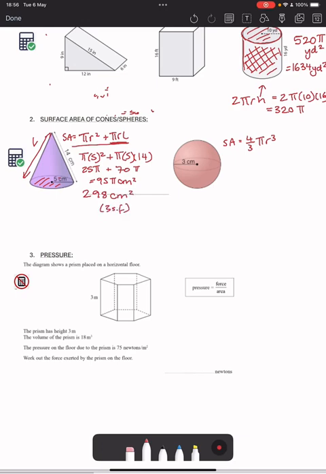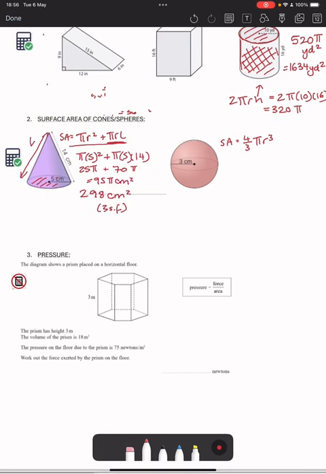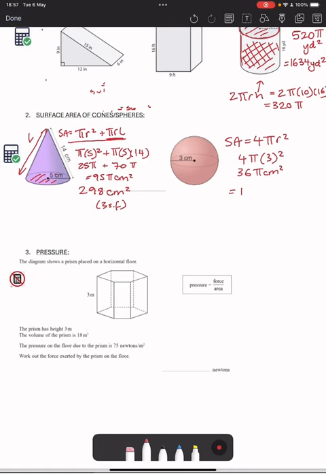A sphere then, the surface area of a sphere is not that, it is 4 pi r squared. So we just need to do 4 pi times 3 squared, which will give me 36 pi centimetres squared, which I can type in and get 113 centimetres squared.